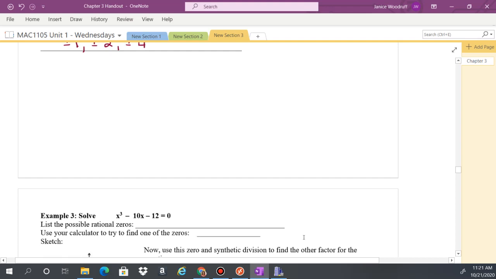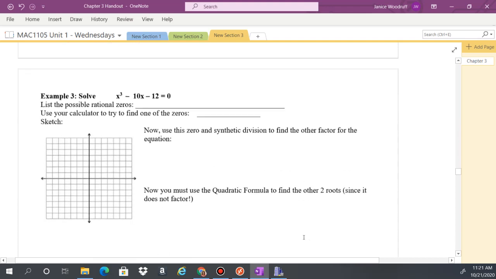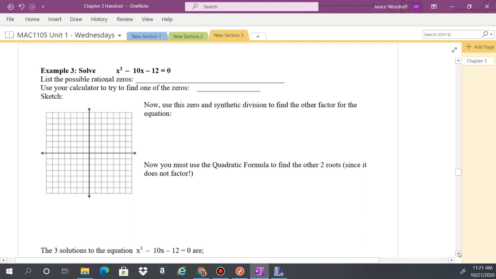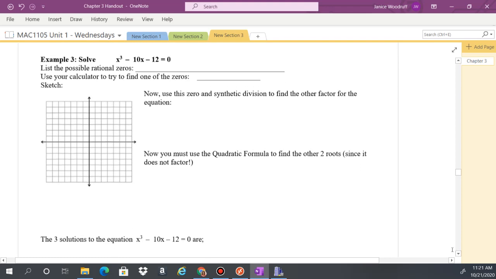All right, so let's walk through a longer one here. On this example, we're going to go through a process where we list the possible rational zeros, because on some of the homework problems, you're going to have a couple different steps where you have to do that for them. So we'll start with that. You've got a constant of 12, a leading coefficient of 1, so it's just factors of 12. So everything that multiplies to 12, you've got 1, 2, 3, 4, 6, and 12. I think that's it. 1 times 12, 2 times 6, 3 times 4.